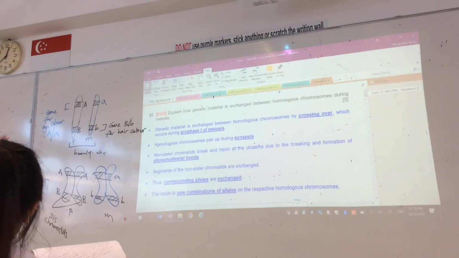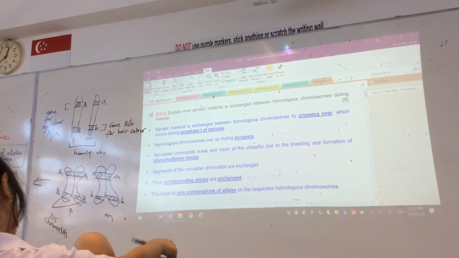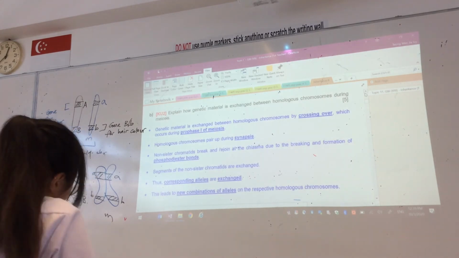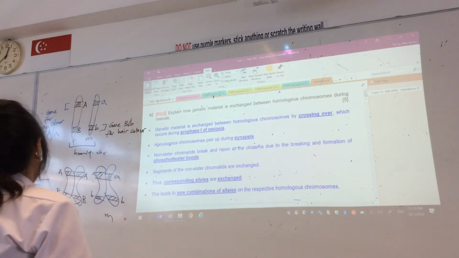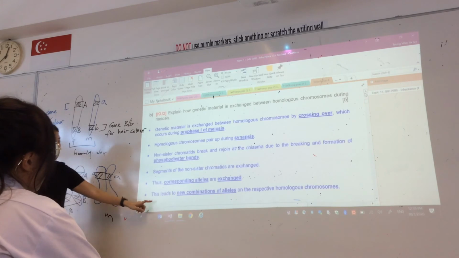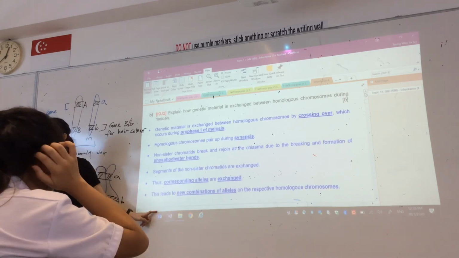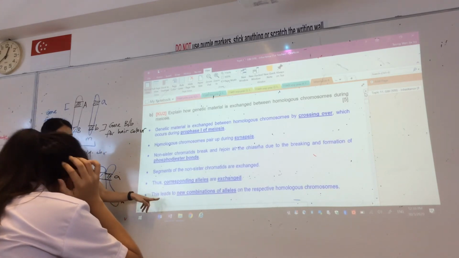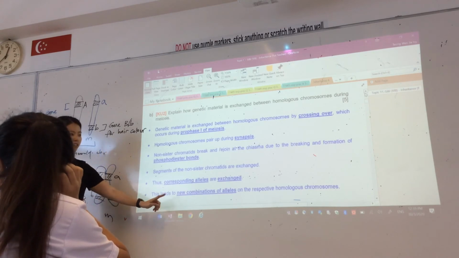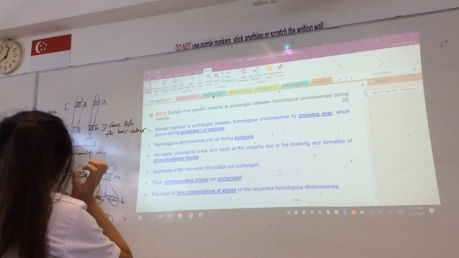Okay, can you please make sure you underline all the keywords? Okay, so look at the last point. The last point is very important. Basically, it shows you the consequence of crossing over, which is changing the combination of alleles on the chromosome.